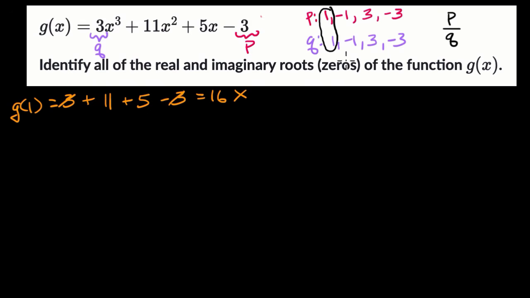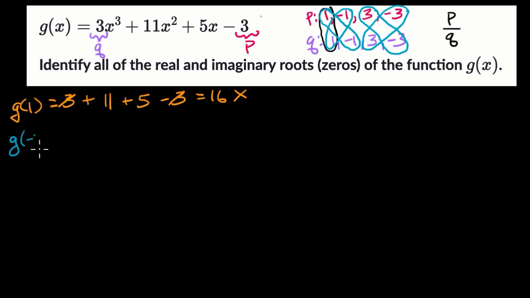So this is not a root. Now let's try negative 1. And there's a couple of ways we can get negative 1. We could have a negative 1p over a 1q. You could have a positive 1p over a negative 1q. Or you could even have a negative 3p over a 3q. Or you could have a positive 3p over a negative 3q. So those are all ways of getting to negative 1. And so let's see if that's a root.